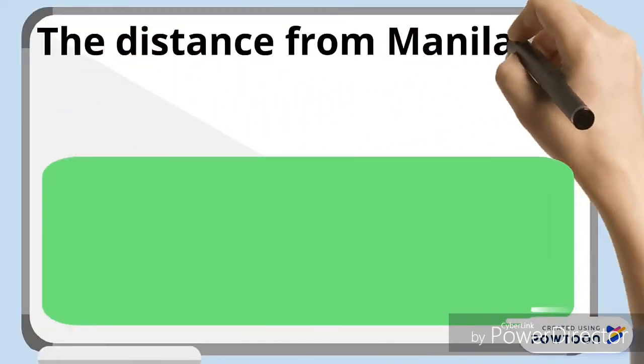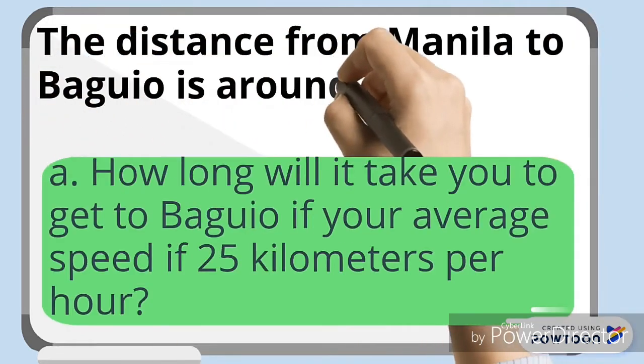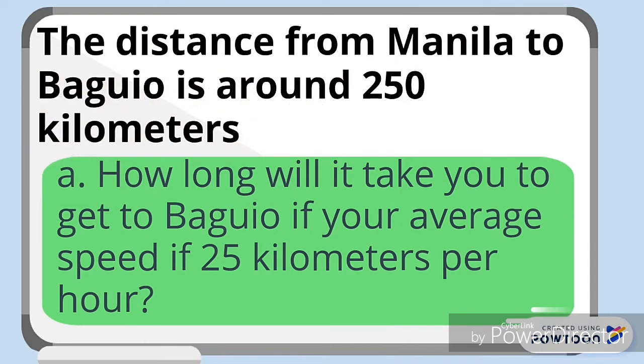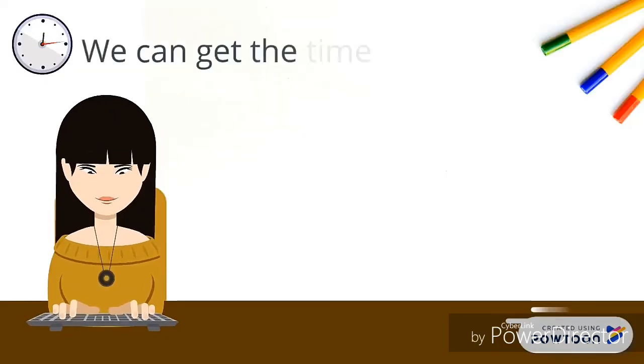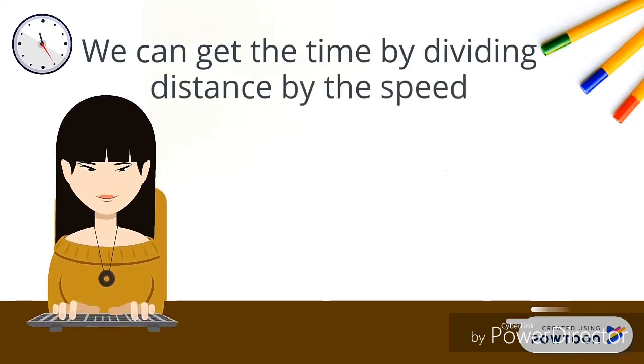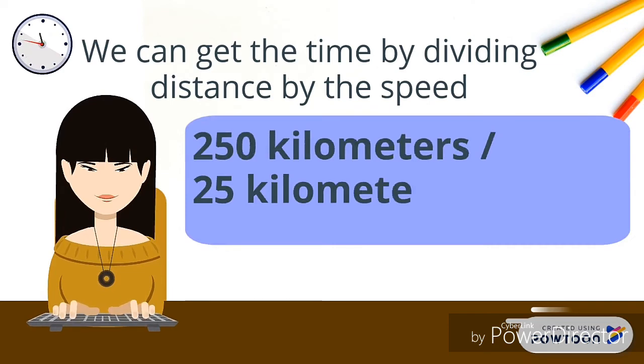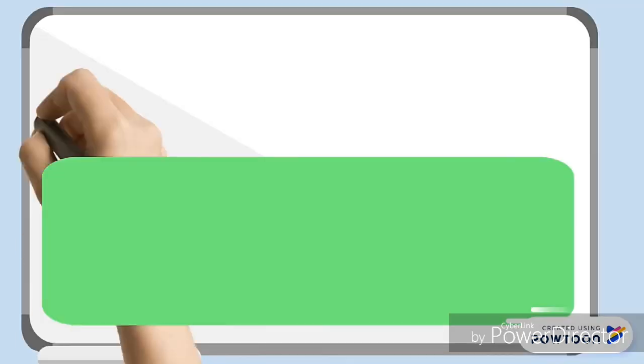The distance from Manila to Baguio is around 250 kilometers. How long will it take you to get to Baguio if your average speed is 25 kilometers per hour? We can get the time by dividing distance by the speed. 250 kilometers divided by 25 kilometers per hour is equal to 10 hours.